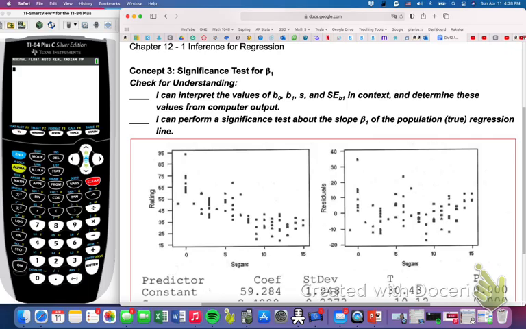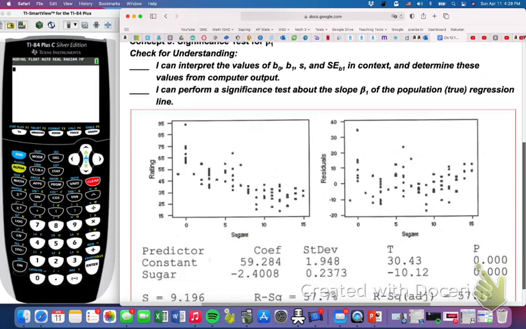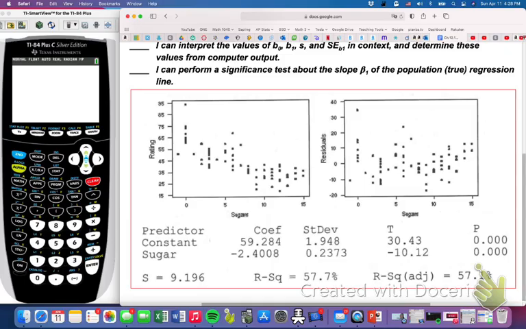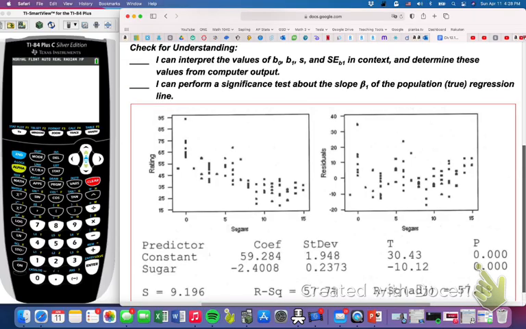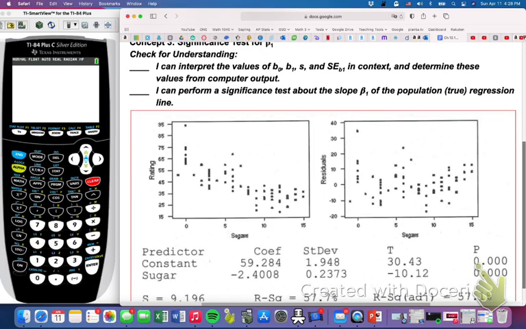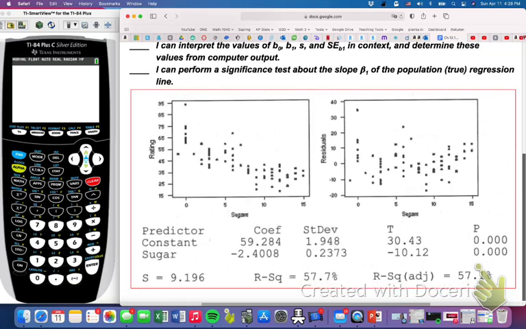So what you see here is the computer output, where you can actually read those values for certain parameters, or certain statistics, and we'll go through that. And second, students will perform a significance test about the slope, the population slope, which is also called the population true regression line. Okay, so this is as far as it goes.